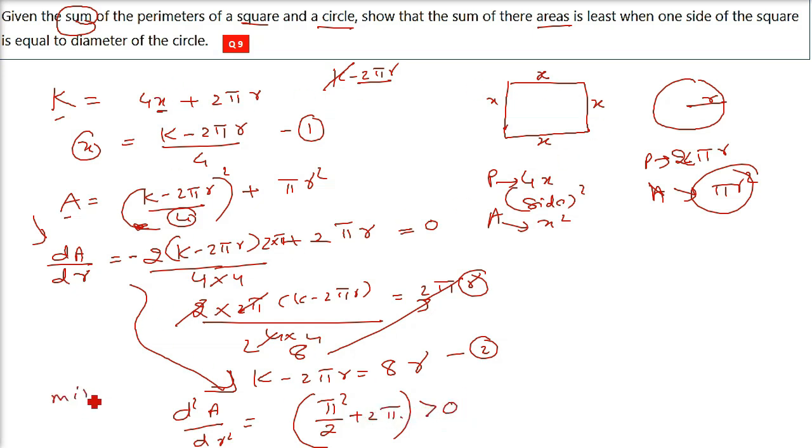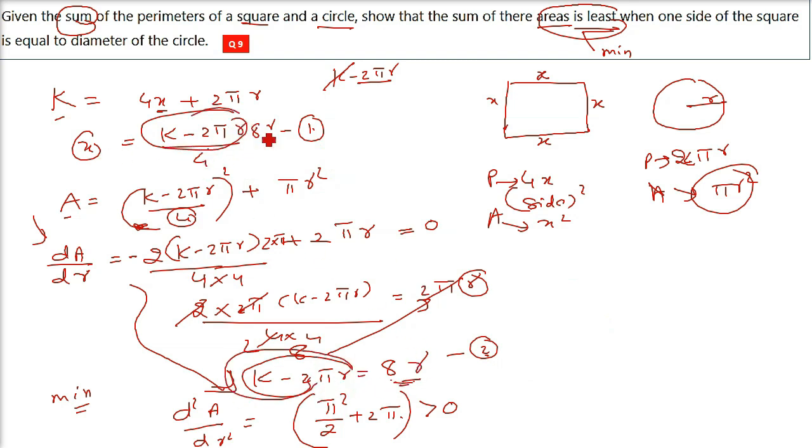And the question is also saying that the area is least. Least means minimum. That is why when we have an expression which is greater than 0, that signifies that we are talking about minimum, that is the least. Okay. Now k minus 2 pi r equals 8r we have already got in the second equation. x was k minus 2 pi r by 4, and this k minus 2 pi r can directly be written as 8r. That is, the expression of 2 can be replaced in the expression of 1, so k minus 2 pi r is replaced by 8r, and x is equal to 8r by 4.